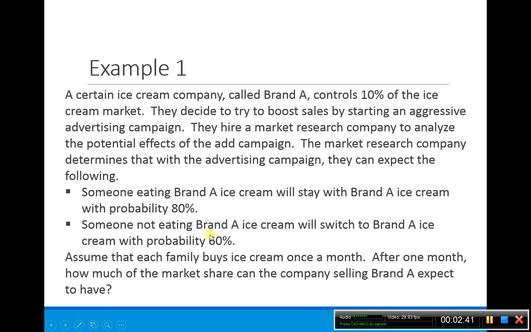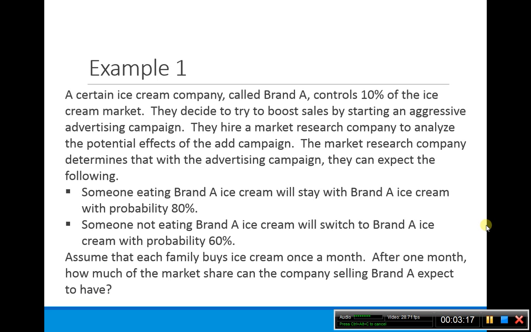And someone not eating brand A ice cream, so any other ice cream brand, we're just going to call it not brand A, will switch to brand A with the probability of 60%. So those with brand A are likely to stay with brand A with a probability of 80%. Those not with brand A are likely to switch to brand A with a probability of 60%. So let's assume that each family buys ice cream once a month. I don't know how often your family eats ice cream. That might be about right for some families. Maybe some families eat more, some families eat less. But we're going to assume for now that each family buys ice cream once a month.